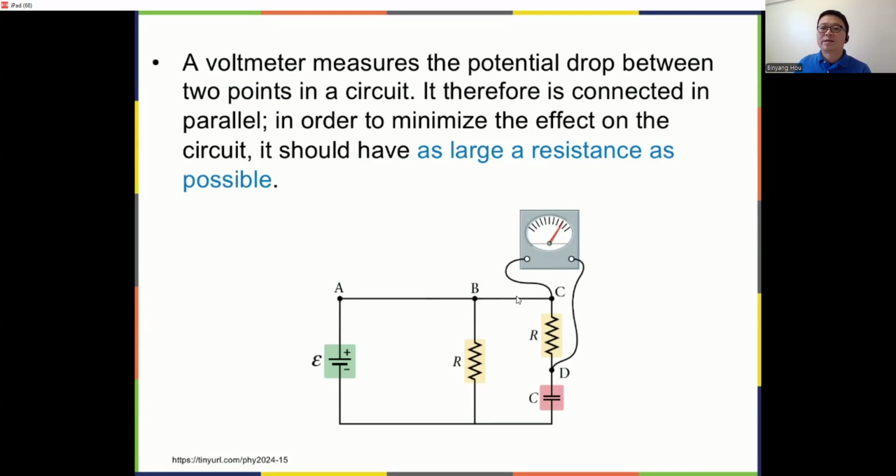When the current comes in here, it splits into two. If you have a very large resistance here, the current through this is V over R. If R is very large, then the current is almost zero, so the current still mostly goes through the element you are measuring. So for a voltmeter, you need as large a resistance as possible.